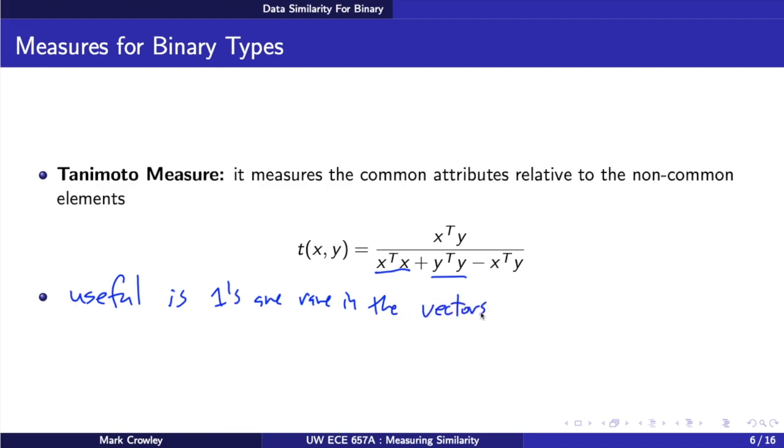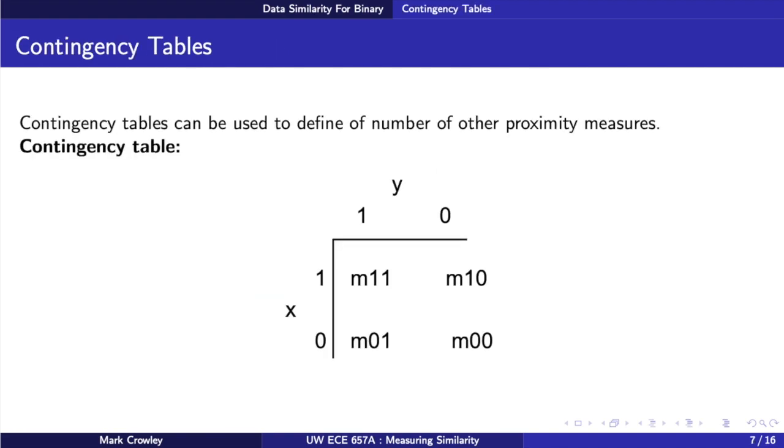So they all have their different kind of places. Okay, so that's some things for binary types and contingency tables. This is also used for binary types, but it comes up in a lot of other ones. We'll see this again and again, but this is the first time you'll see it here.